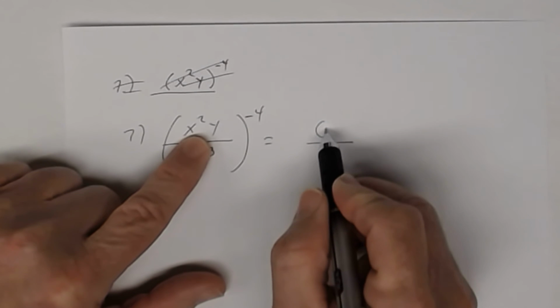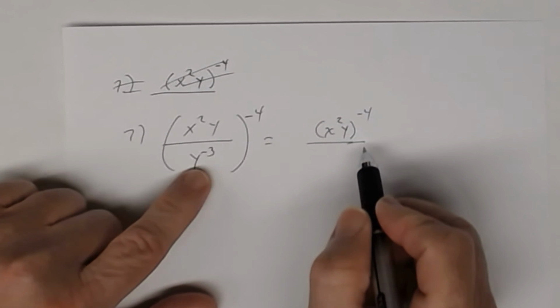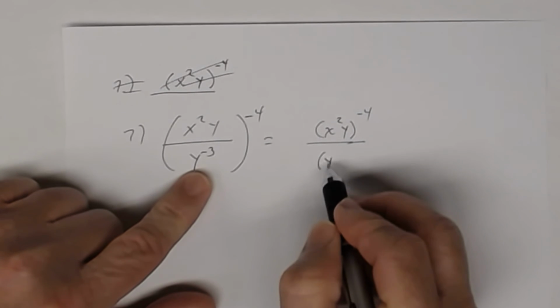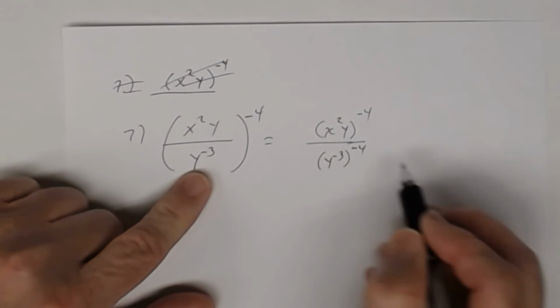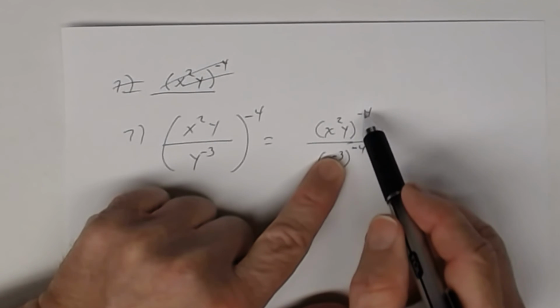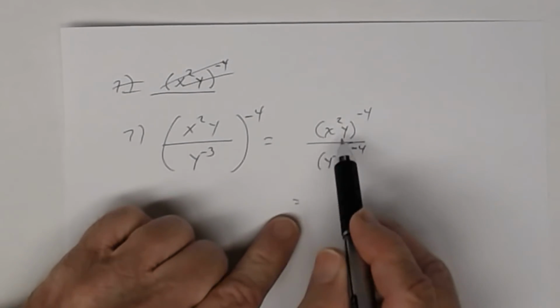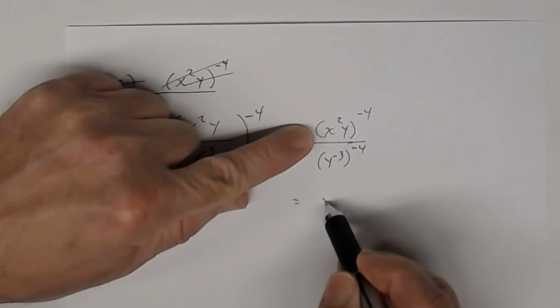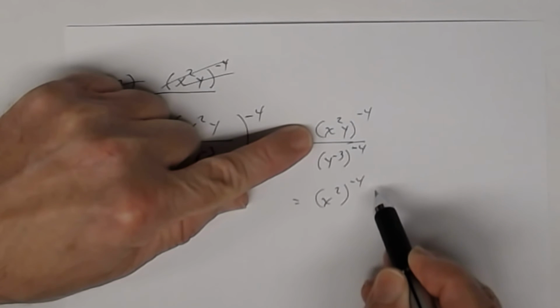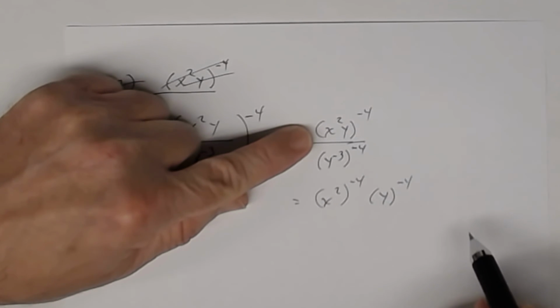My numerator is x squared y. I'm going to raise it to the negative 4th power. I'm going to take the denominator, y to the negative 3rd, and raise it to the negative 4th power as well. Okay? All right, now over here, I'm taking the power of a product. So now this becomes x squared to the negative fourth power times y to the negative fourth power, right?